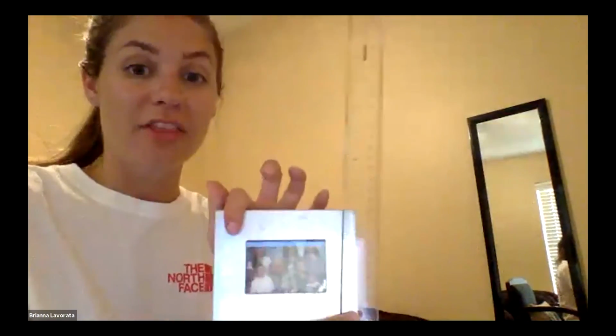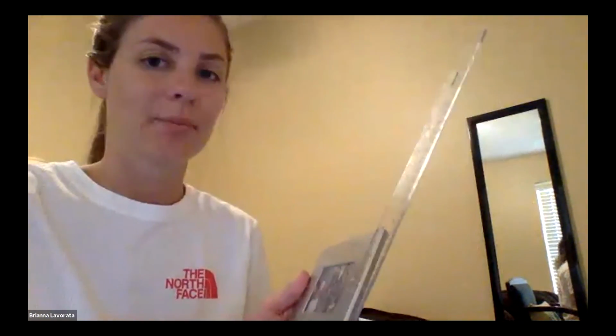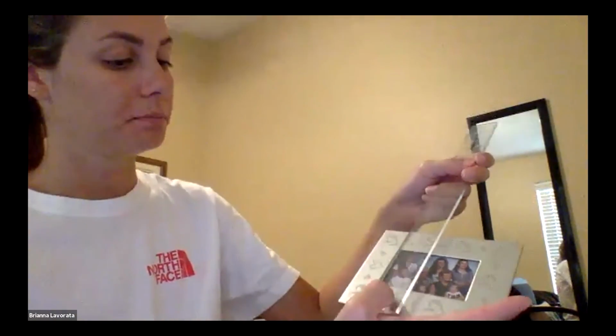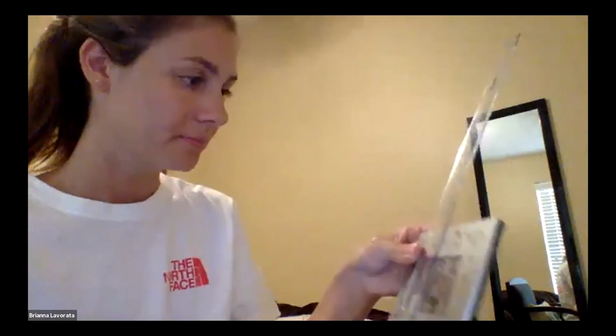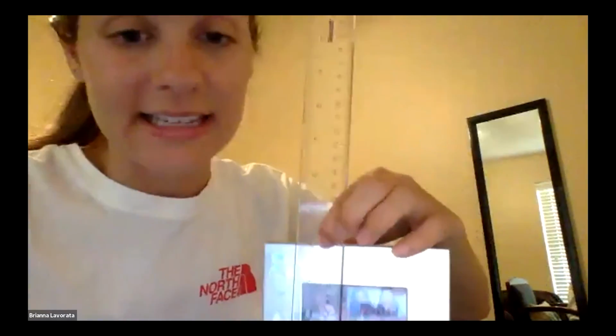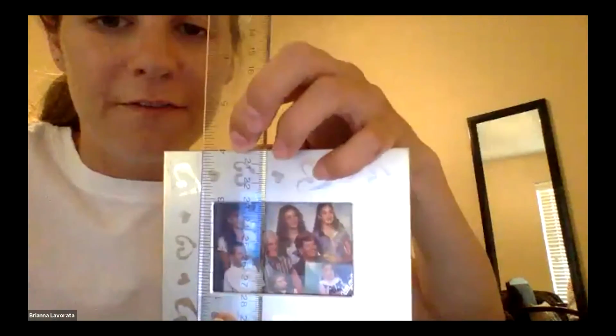Let's measure the other side just to make sure it's the same length. Okay, so I have my other side. I'm going to put my ruler down, starting at 0. And I can see here, it is 4 inches long, right? So we have 1, 2, 3, and 4.